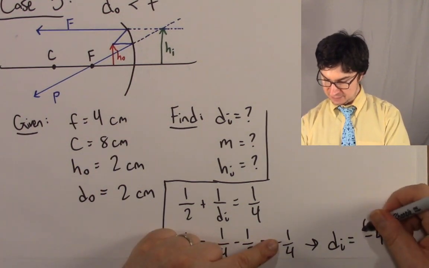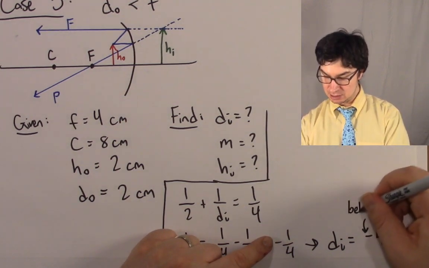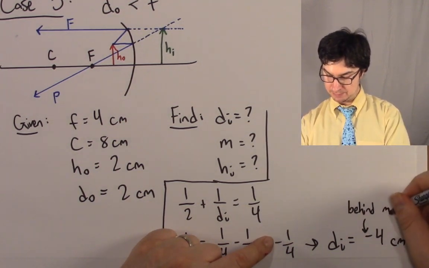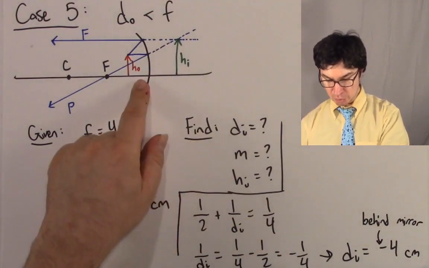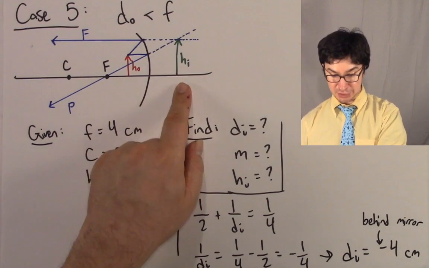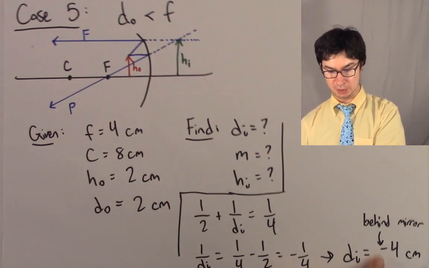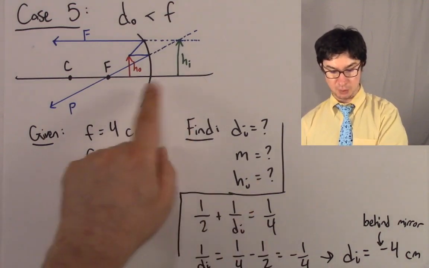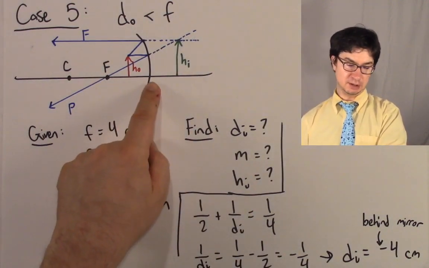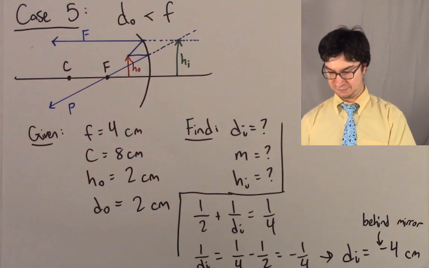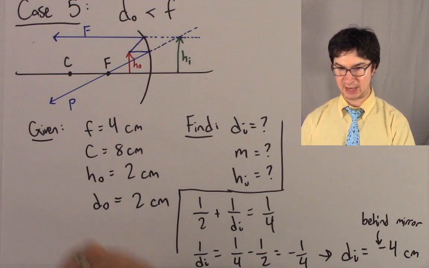Now, what the heck does this mean? A negative image distance means it's behind the mirror. So the image is located behind the mirror. The negative means behind the mirror. So it's located 4 centimeters behind the mirror. And we can see that if this distance is 2, it makes plausible sense that this is a distance of 4.